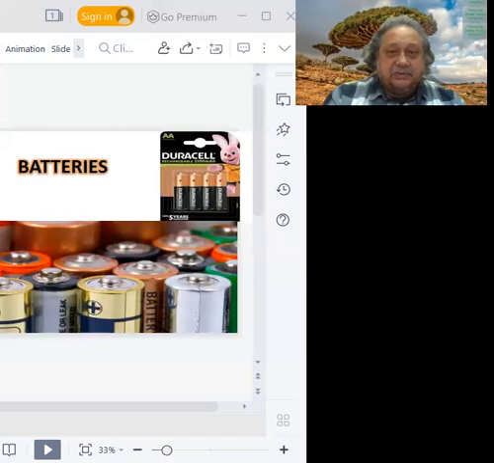Zinc has been predominant, and of course, this is how we will look at the technologies from here onwards, where we're going to consider the use of zinc and of course other materials like lithium and so on.